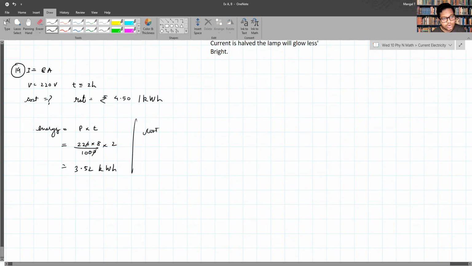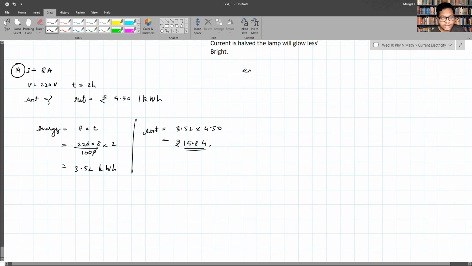And cost will be 3.52 multiplied by 4.50. That will be rupees 15.84. That's the answer. Sorry, that will be the cost of running.